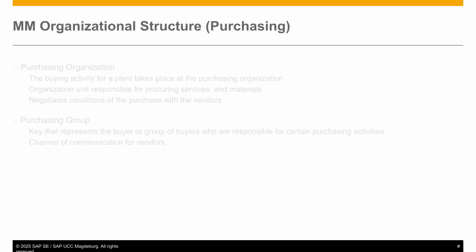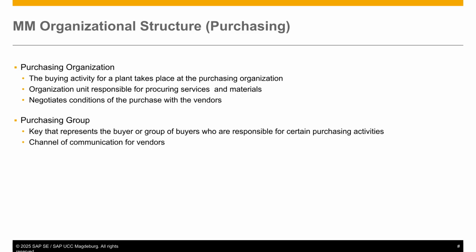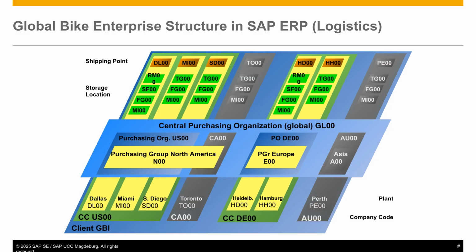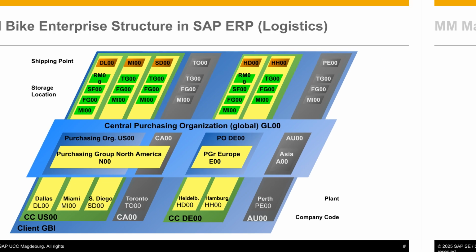For purchasing, we define the purchasing organization, which handles procurement activities, and the purchasing group, which acts as the communication channel for vendors. Here is an overview of the global bike structure. It highlights how the organization is broken down from the global bike client down to specific plants and storage locations. This slide displays the global bike enterprise structure in SAP ERP, mapping out various plants, storage locations, and purchasing organizations.